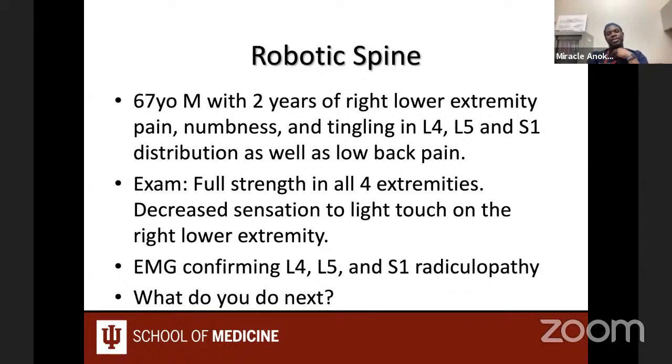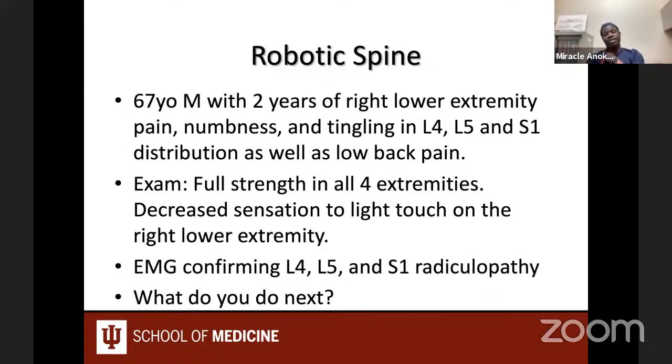So you got this 67-year-old male, who comes in with 2 years of right lower extremity pain, numbness, and tingling in the L4, L5, and S1 distribution, as well as low back pain. You're like, what does all that mean? L4, L5, and S1? We'll talk about that. They're full strength in all extremities when you examine them in clinic, but they have some decreased sensation of light touch in the right lower extremity. You send them for this EMG, which is a test for nerve dysfunction or radiculopathy, as well as peripheral nerve dysfunction, and it confirms an L4, L5, and S1 radiculopathy. So what do you want to do next?